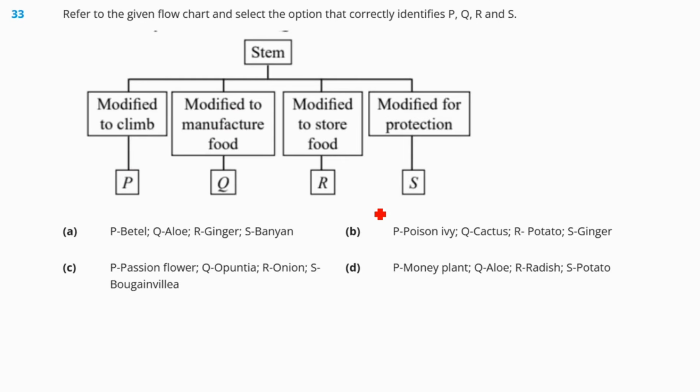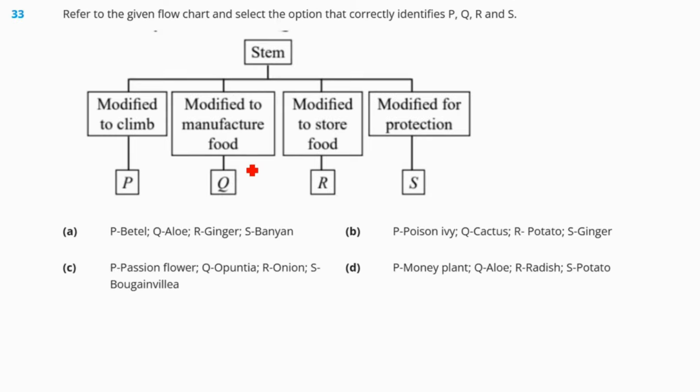Question number 33. Refer to the given flowchart and select the option that correctly identifies P, Q, R, and S. So this is the stem. Modified to climb is P. Modified to manufacture food is Q. Modified to store food is R. Modified for protection is S. So modified to climb, betel, poison, passion flower, money plant. Yes, money plant, passion flower can be an option.